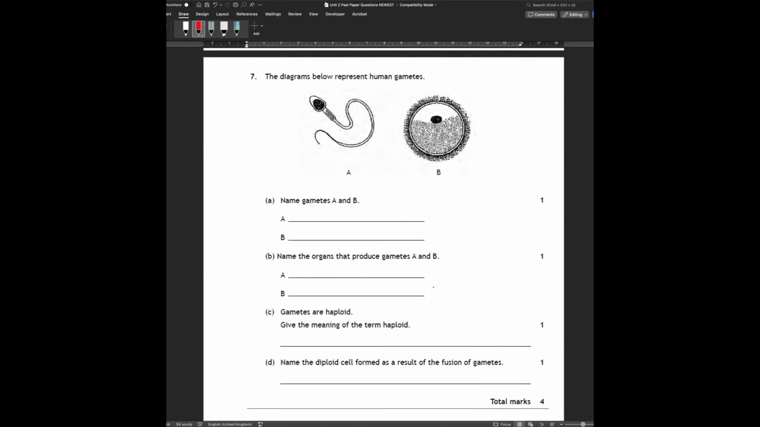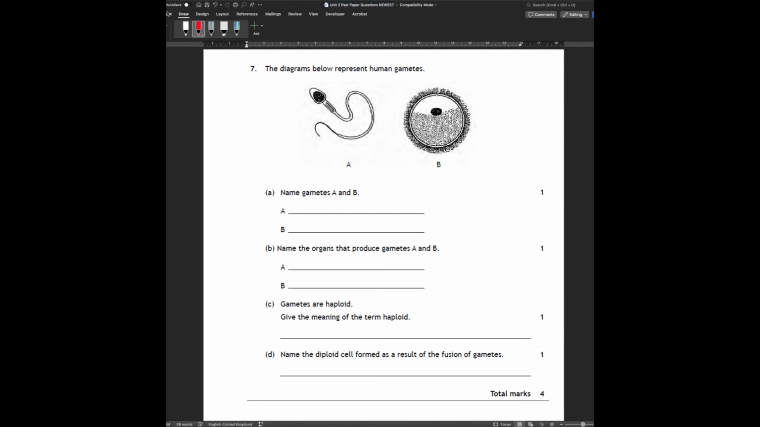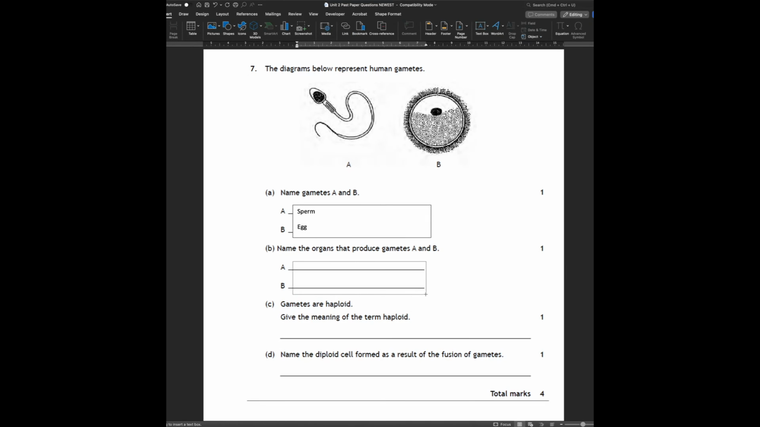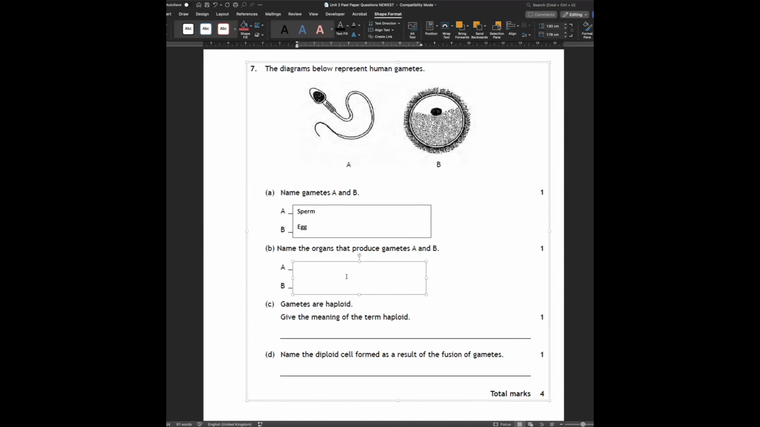Let's have a look at some of these slightly longer questions. We've got human gametes. We have to name gametes A and B. Hopefully we can identify from the picture that we've got a sperm and that we've got an egg. For B, we have to name the organs that produce gametes A and B. Producing the sperm is the testes, and producing the egg is the ovary. And you can see again, these questions are not difficult. You just have to have learned these terms.